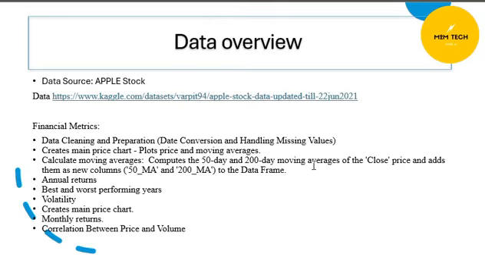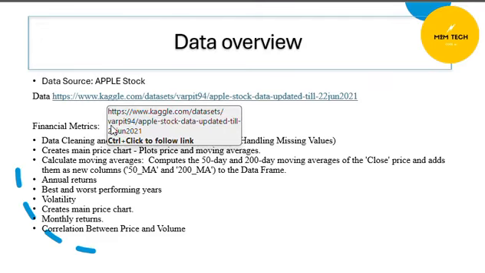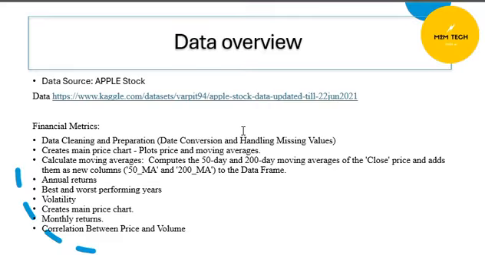This slide shows my data source. The data source is the Apple stock data from Kaggle. It was updated to June 2021. It also included key financial metrics such as open, high, low, close price, and trading volume.